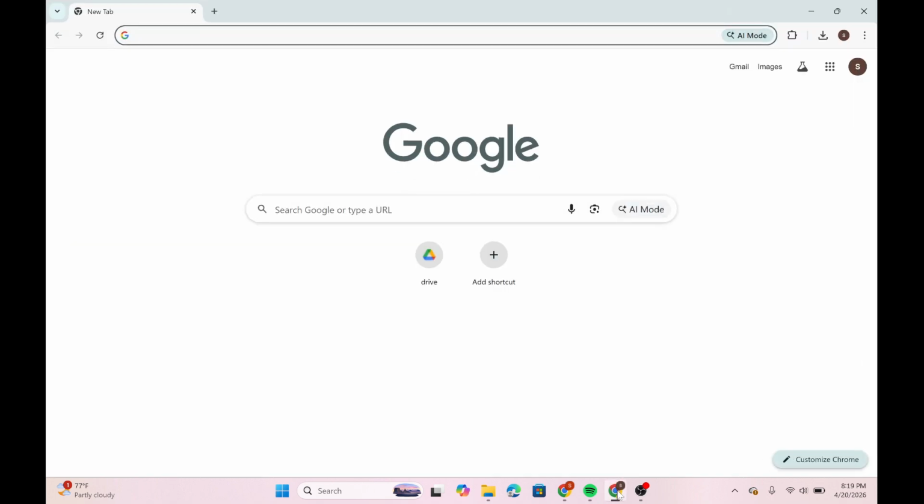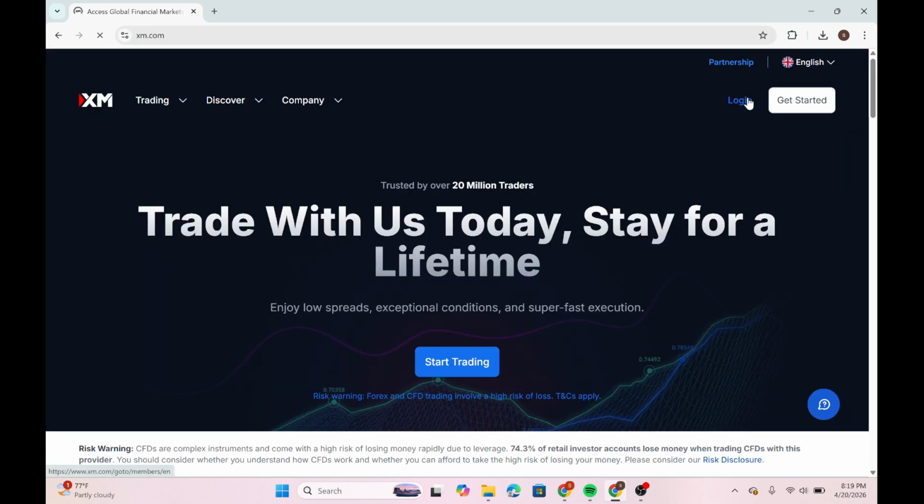First, open any web browser. In the top there's an address bar, type xm.com and enter it. Over here click on this login in the top right corner.